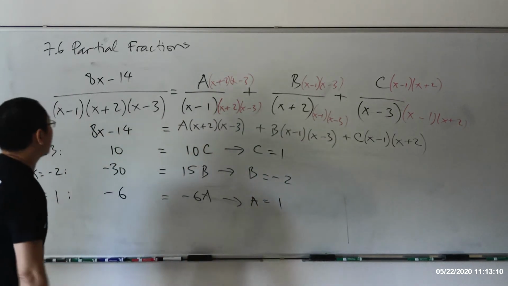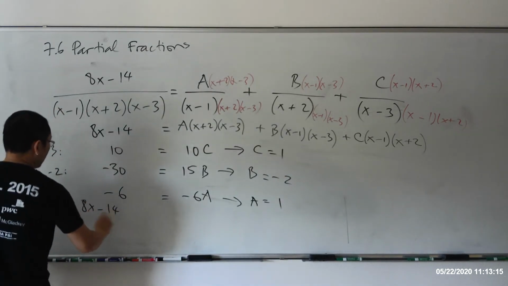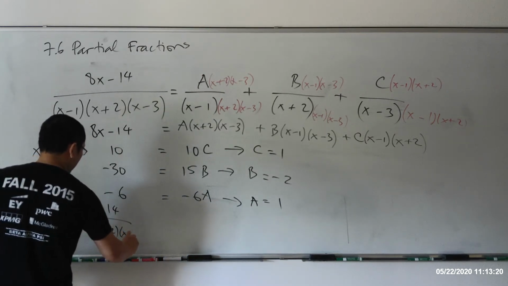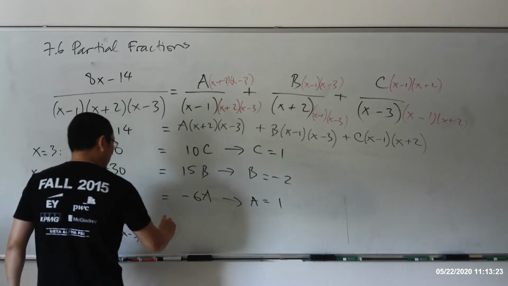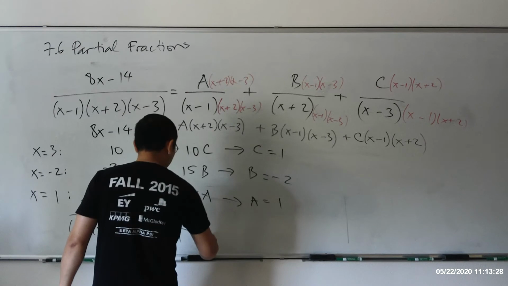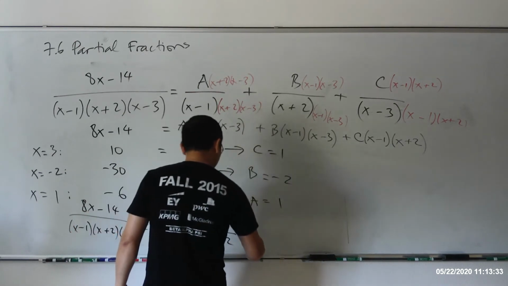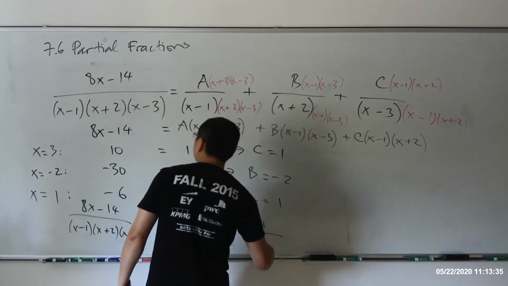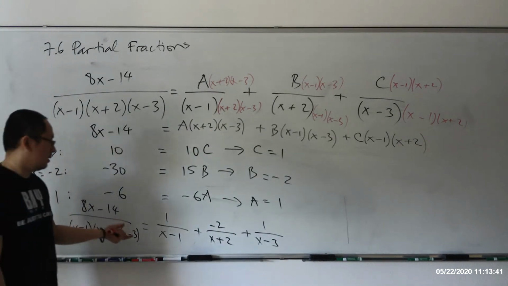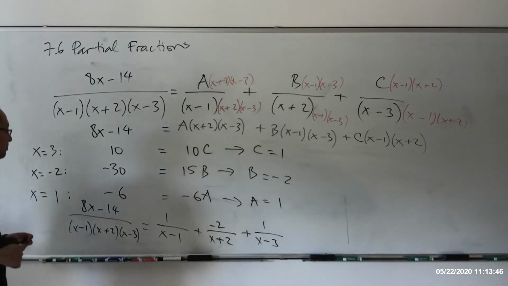And then you have to answer the question, right? 8x minus 14 over x minus 1, x plus 2, x minus 3, has to be equal to 1 over x minus 1, plus negative 2 over x plus 2, and plus 1 over x minus 3. That's going to be your answer. You decompose the big fraction right here into the sum of 3 smaller fractions. All right.